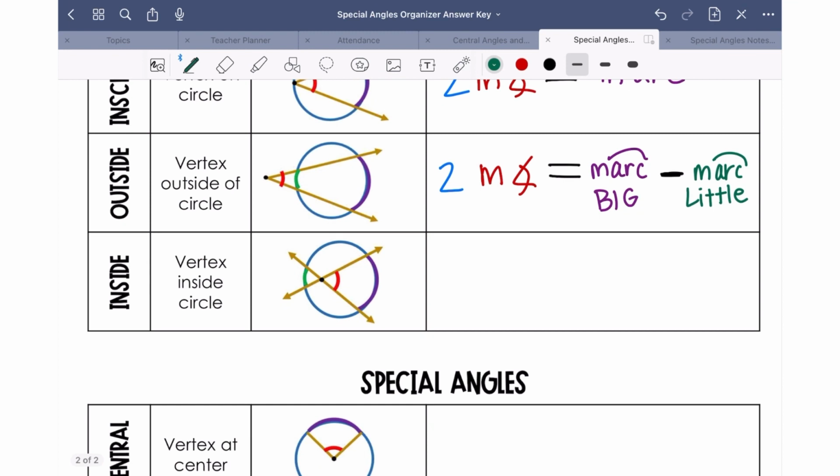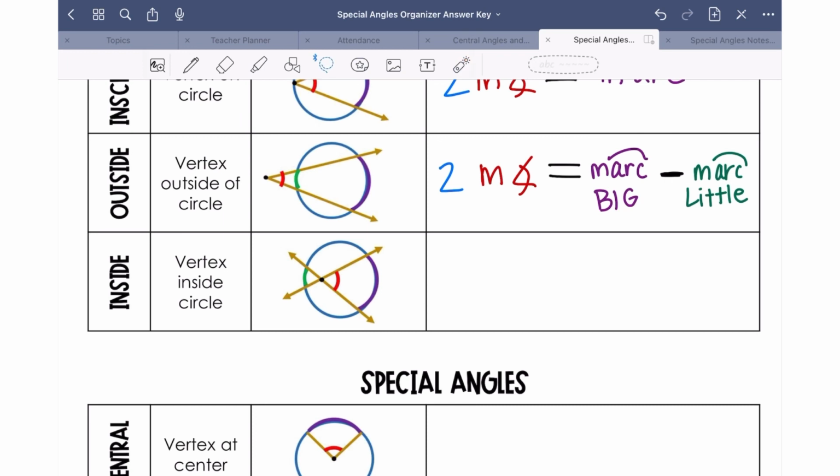Now, inside the circle, this looks very different because it kind of looks like I have 2 angles, okay? But I don't. My angle is only 1 angle here. And this green part is not an angle. That's an arc because it's on the circle. So when my vertex is inside the circle but not at the center, right? It's not at the center. It's somewhere inside but not at the center. It creates a big arc and a little arc as well. And your angle is here, okay?